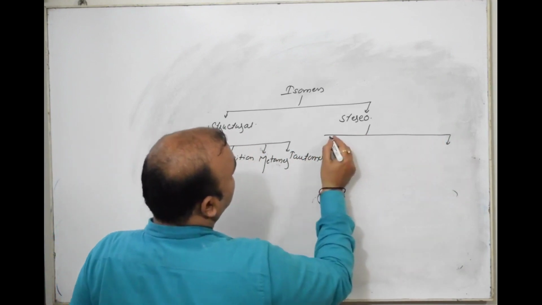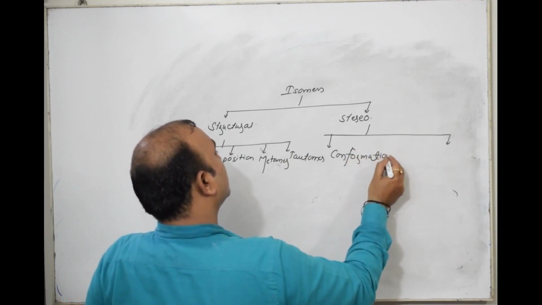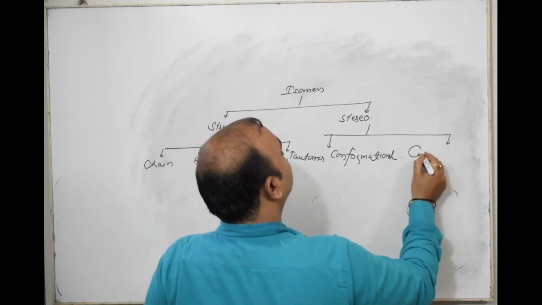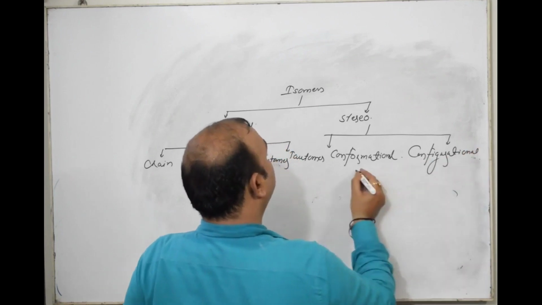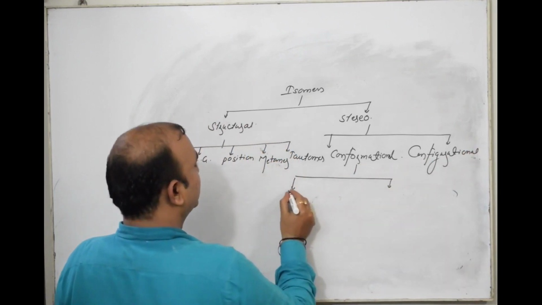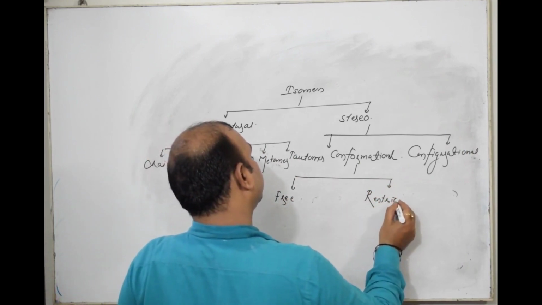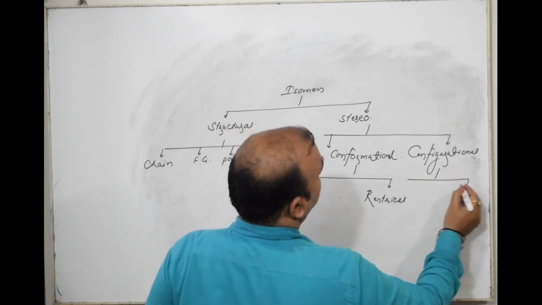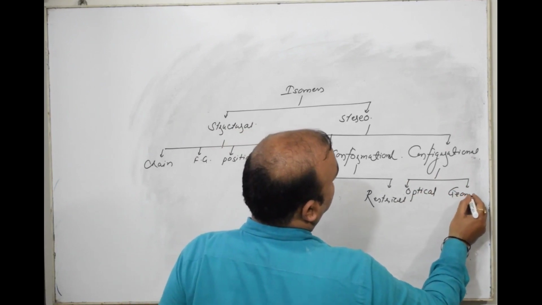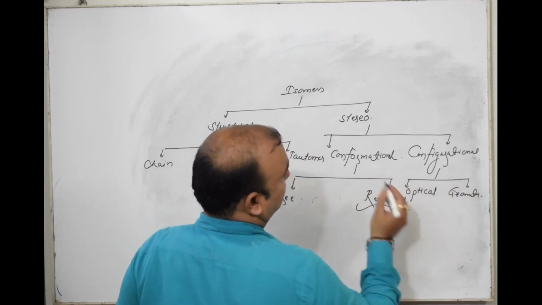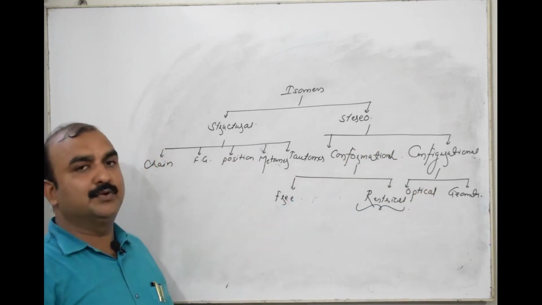Stereoisomers are further divided into two types, conformational and configurational. Conformational is divided into two types, free and restricted. Configurational is further divided into two types, optical and geometrical. We have done each and everything, there should not be confusion.